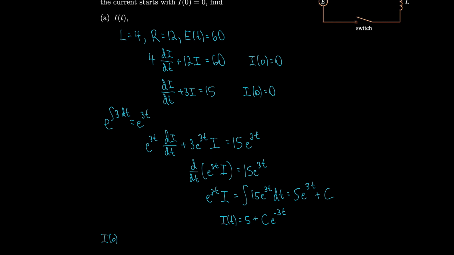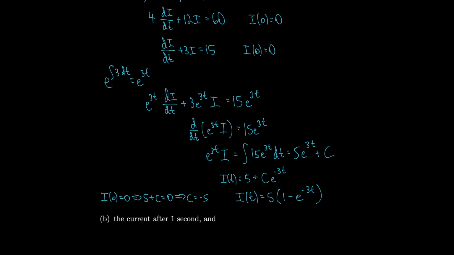I of 0 equals 0, so that means that 5 plus c, because when I plug in 0 that just becomes 1, so 5 plus c is equal to 0. So solving for c, we get that c is equal to minus 5. So we have I of t equal to 5, and how about I just factor out the 5, because there's a 5 over here and there's a 5 in c now, so it'll be 5 times 1 minus e to the minus 3t.